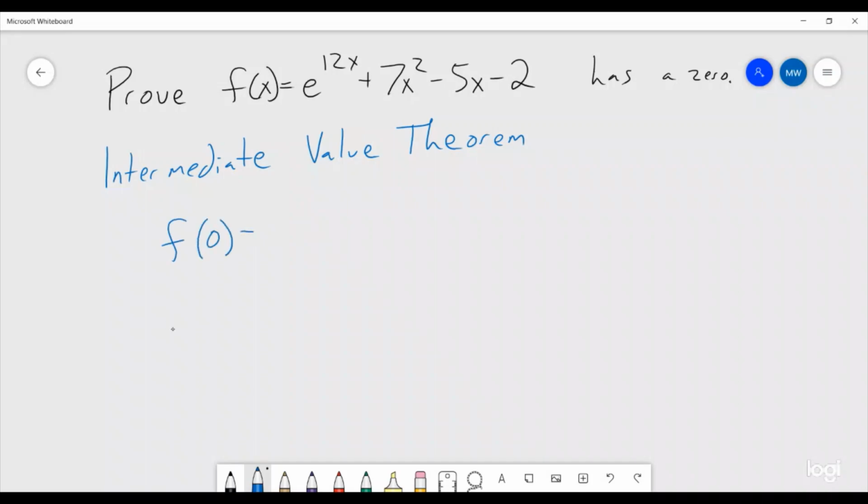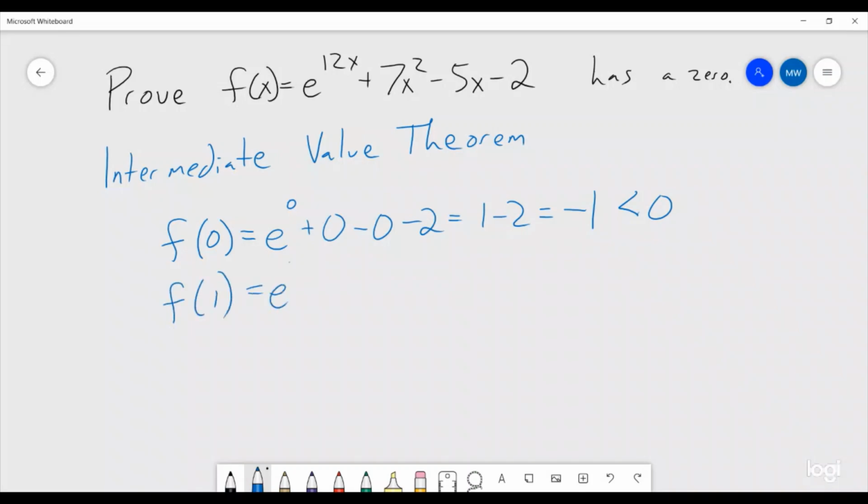So f of 0, that's going to be e to the 0 plus 0 minus 0 minus 2. This is 1 minus 2, which is negative 1, less than 0. What we now need to do is find something that's bigger than 0. Well, let's just try f of 1.